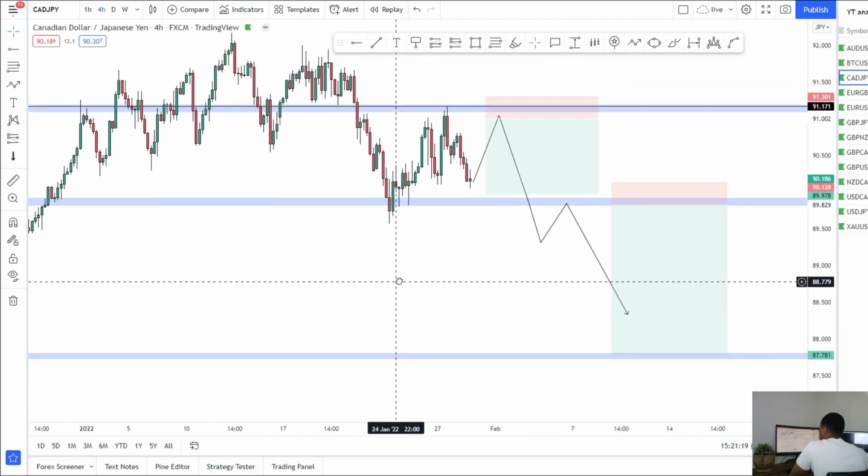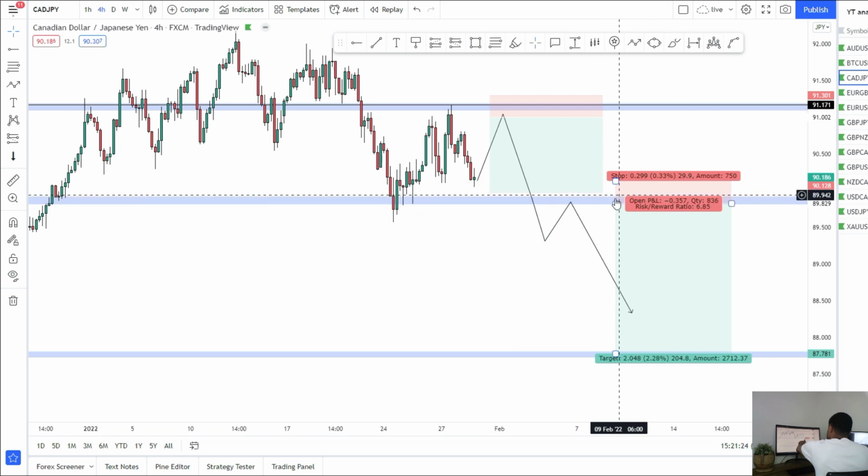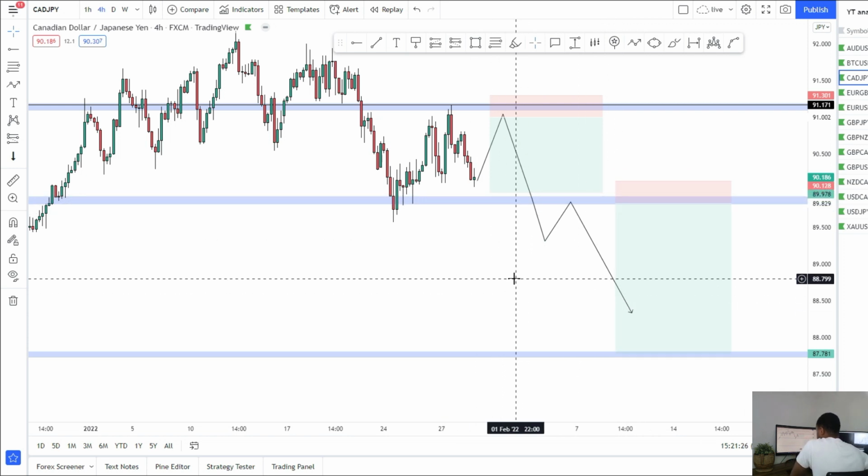So that's the plan for CAD JPY, looking for pushing to 90. Hopefully we can get some retracement. If not, we'll look for a break and retest at 90 and expecting a lot more downside.